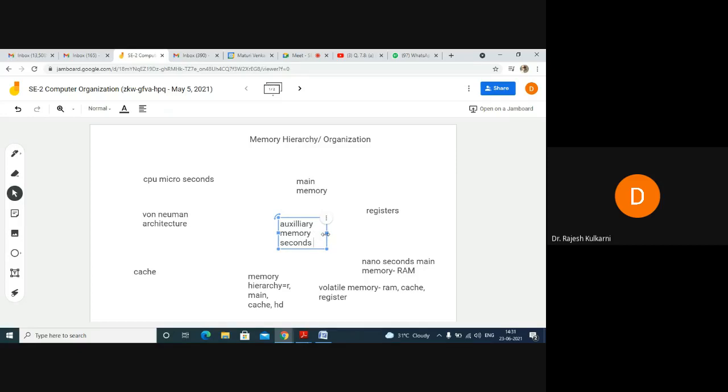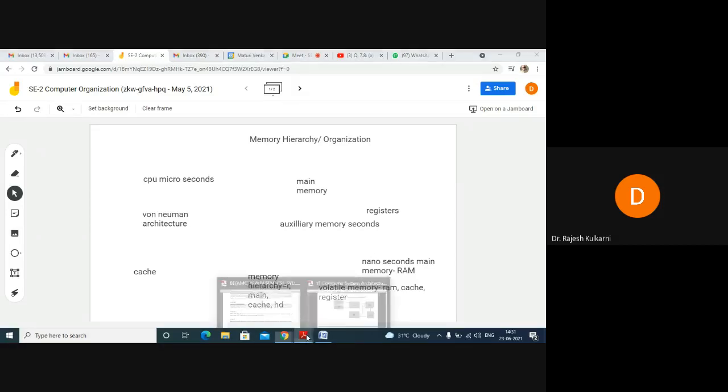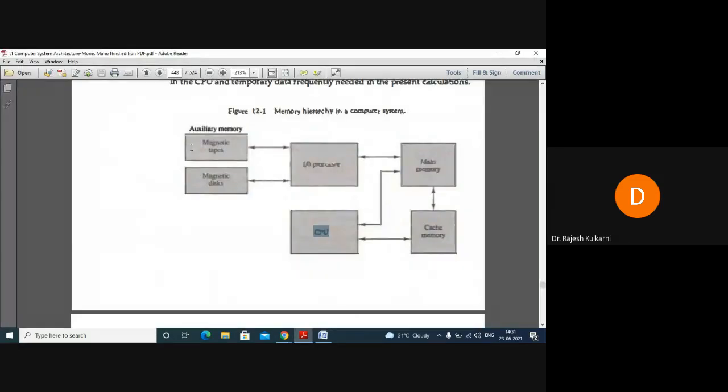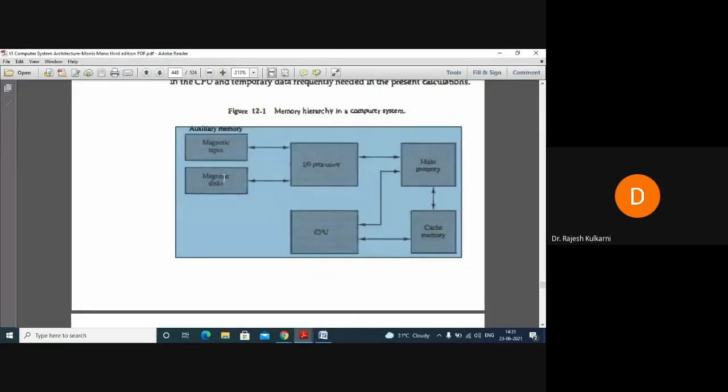So you are seeing here speed differences also. I am not telling the exact one from the literature. I am just trying to compare and tell you the difference. The speed of CPU may be in microseconds. The speed of RAM may be in nanoseconds. The speed of hard disk may be in seconds. So this is what is all about these 3 memories which we are referring continuously, along with the magnetic tapes and the magnetic disks, which are the auxiliary memory.